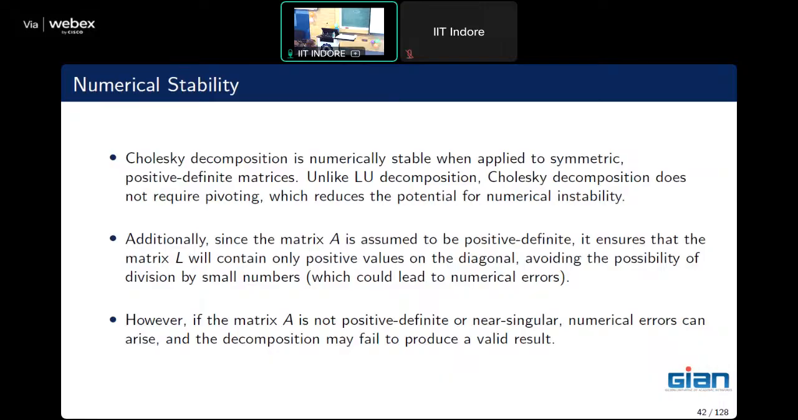However, if the matrix is not positive definite, near singular, numerical errors can arise and the decomposition may fail to produce a valid result. So here, the main idea is we are not going to just do decompositions, because you know the decomposition. What is the decomposition? But here, more important is we need to know how it affects our calculation, whether it is our research. Should we use this method or not? So we can decide by all this instability, floating point operations, whether it is ill-conditioned or not.